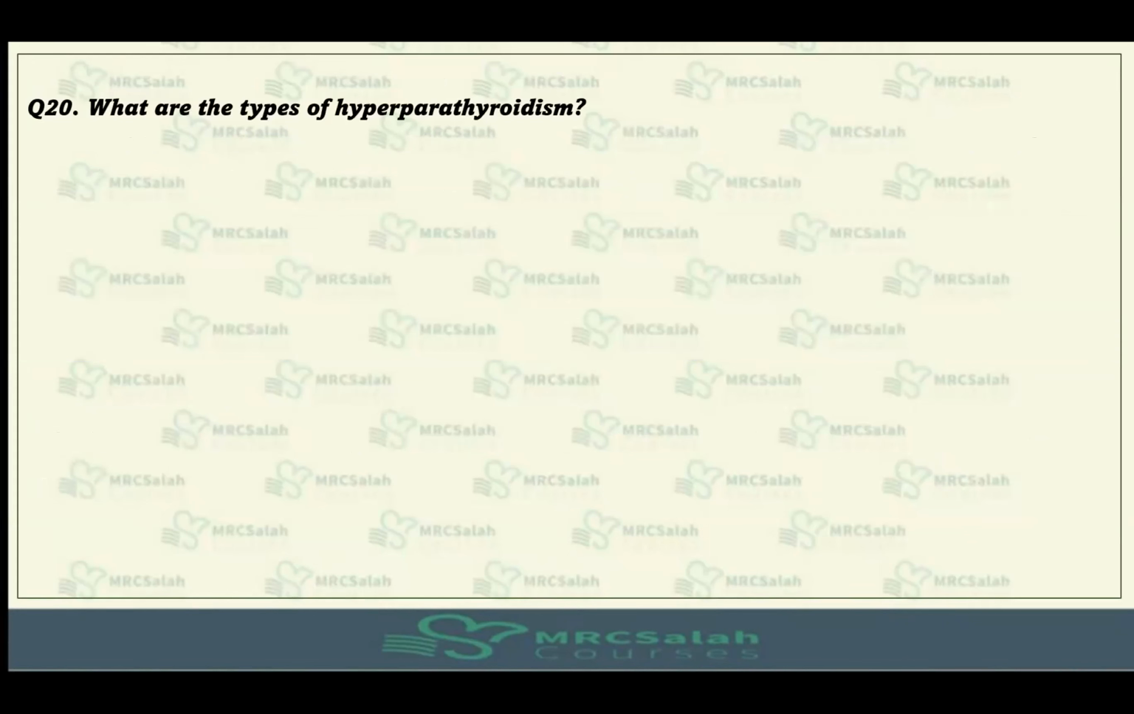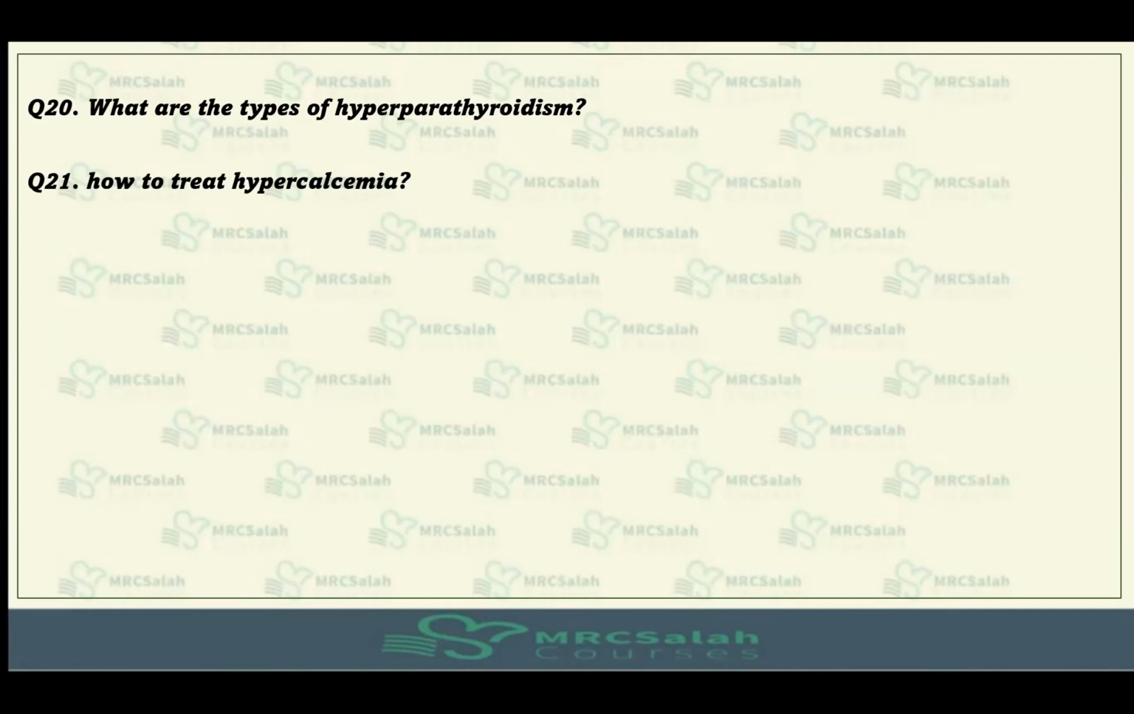What are the types of hyperparathyroidism? Primary hyperparathyroidism, secondary hyperparathyroidism, and tertiary hyperparathyroidism. Yes, can you please tell me the cause of each one? In primary hyperparathyroidism, what is the most common? The most common is solitary adenoma, about 80%. Yes. Secondary hyperparathyroidism is usually due to chronic kidney disease or vitamin D deficiency. And tertiary hyperparathyroidism usually happens after correction of renal failure or renal transplant. Yes, great.